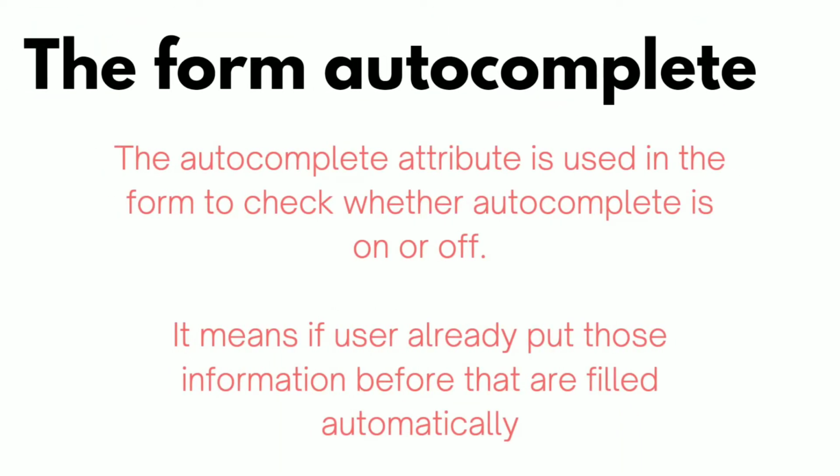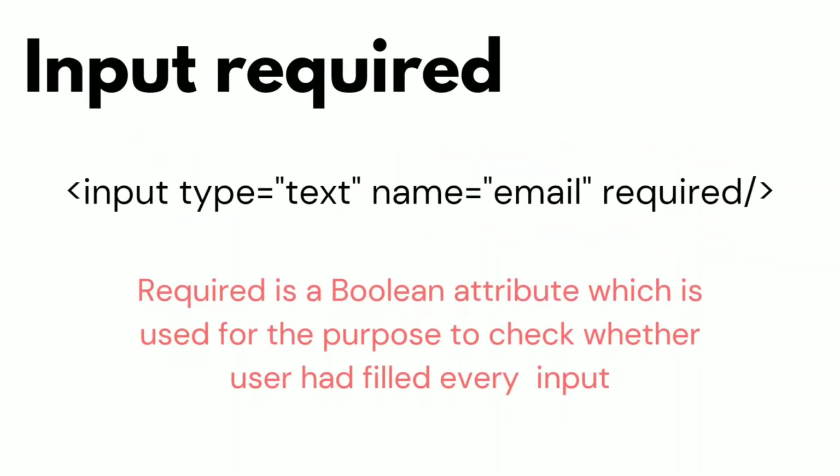And at last we have the form autocomplete. When I use form autocomplete equal to on, if a user had already put some values in before, in the browser or in a previous browser, it is just copied there because we have added autocomplete equal to on. If we make it off, then it will not allow anything, which means you have to type it manually.